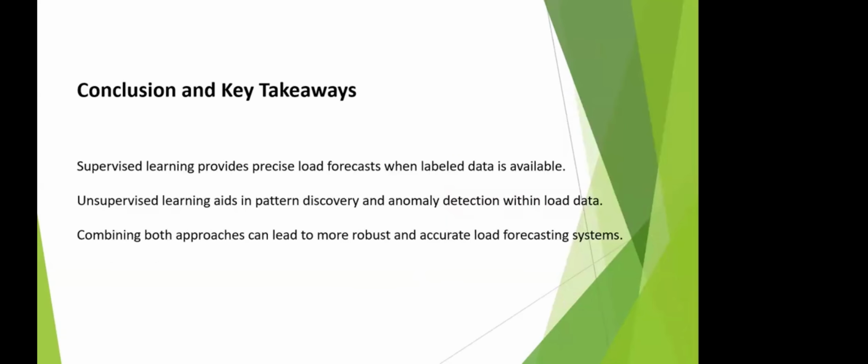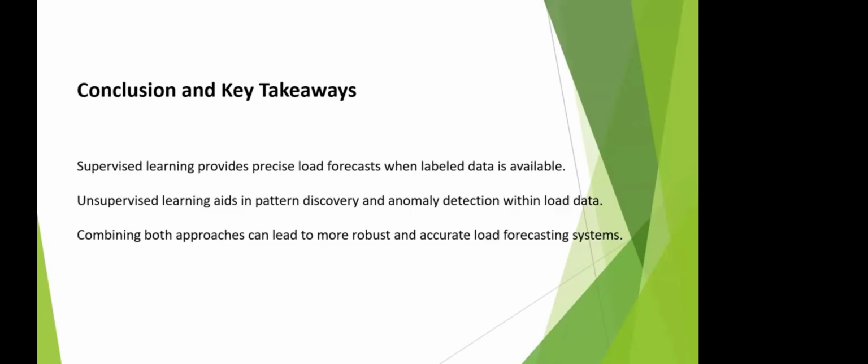Now the conclusion and the key takeaways. We need to know what the key takeaways of this whole thing are, right? So in summary, supervised and unsupervised learning each play a vital role in modern load forecasting. Supervised learning excels in delivering precise predictions when labeled historical data is available, making it ideal for short to medium term forecasts. Unsupervised learning, on the other hand, shines in uncovering hidden patterns, segmenting data, and detecting anomalies, even without labeled outputs.